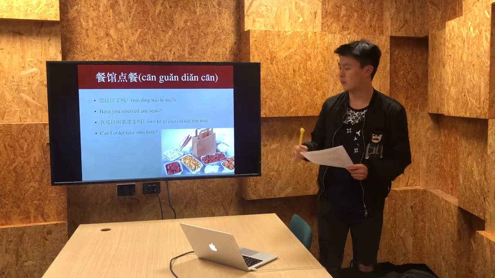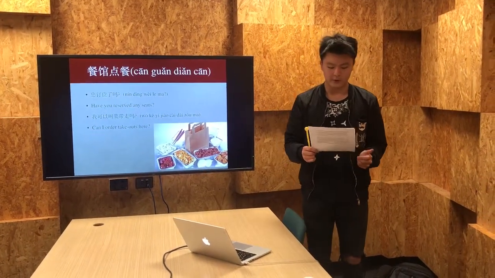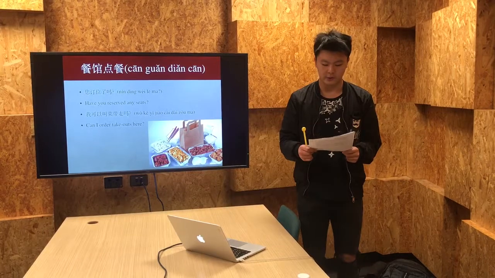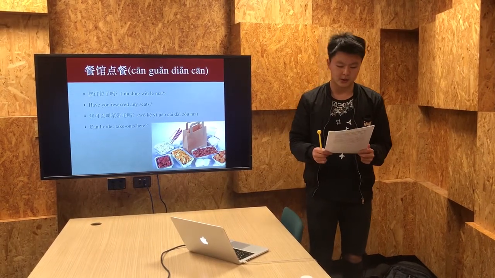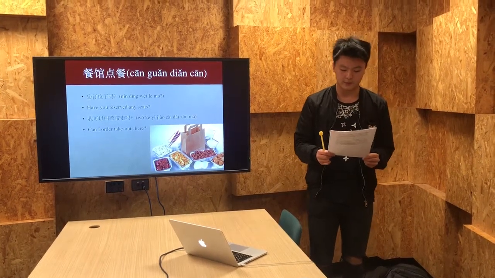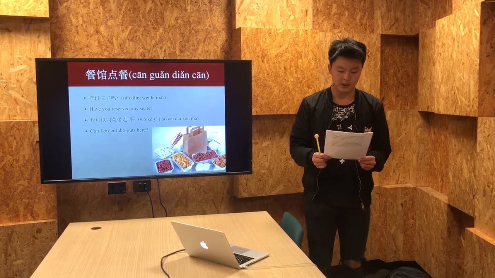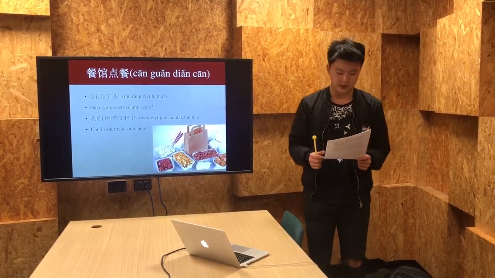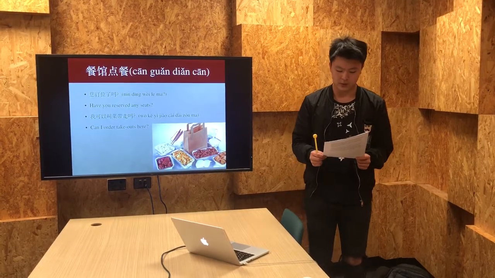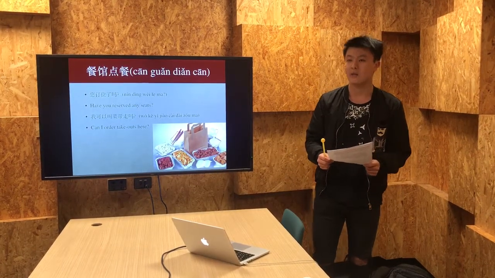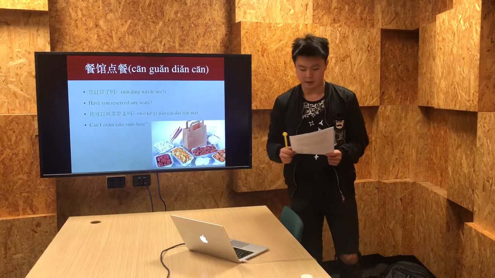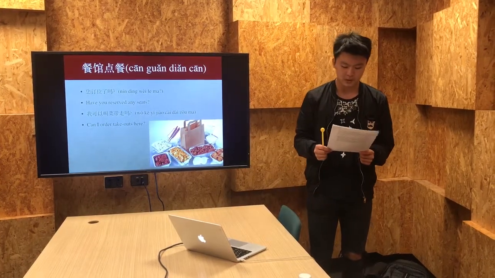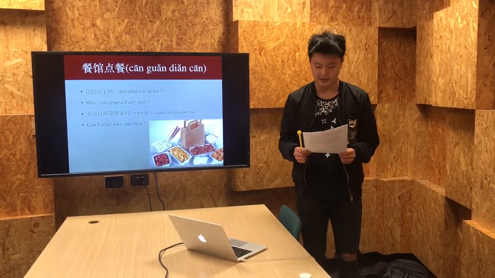Okay, so this is the first component. For the first section of our group, we have decided to teach some common Chinese terms that might be helpful when ordering food or dining in a Chinese restaurant. When first entering a Chinese restaurant, it is most likely that the waiter or the waitress will ask, 您定位了吗? This means, have you reserved any seats?